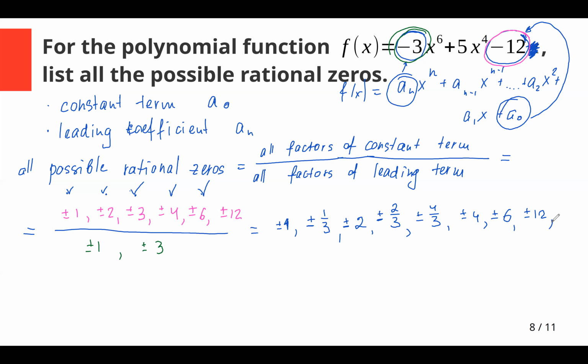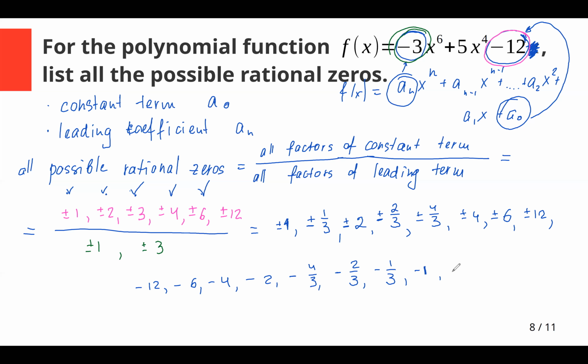Now, if you're doing it in WeBWorK, what they might ask you is to put them in order, right? So if they're ordered, they will go from the smallest, and you will put them negative 12, negative 6, negative 4, then negative 2, I think comes, right? Then negative 4 over 3, then negative 2 over 3. Then what is it? Negative 1 over 3. And then finally the negative 1, right? And then you will be growing to the positive one.